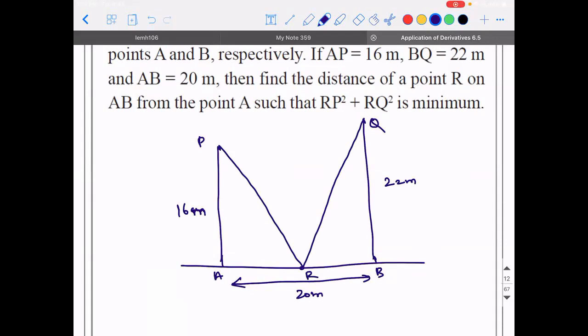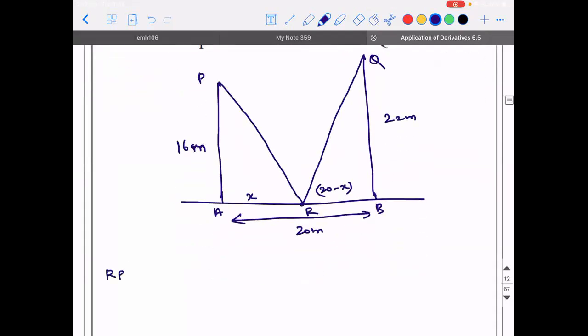Okay. So if I take this distance as x, how much will this distance RB be? 20 minus x. So what is RP, guys? Can I write RP square is equal to x square plus 16 square? RQ square is equal to 20 minus x the whole square plus 22 square.